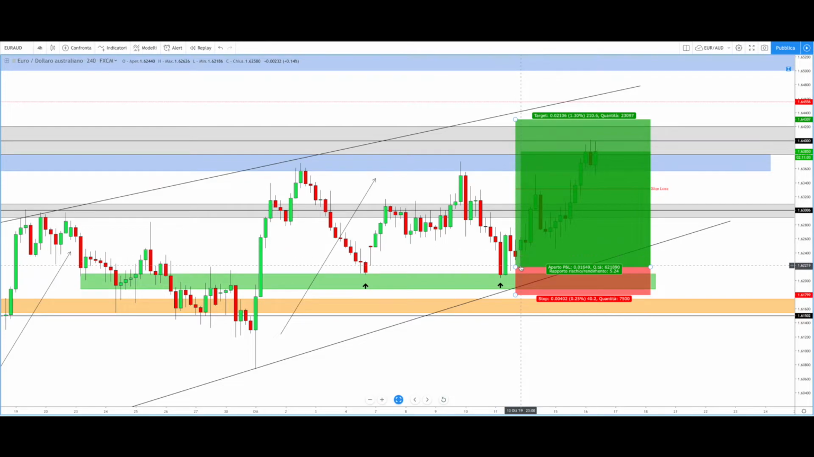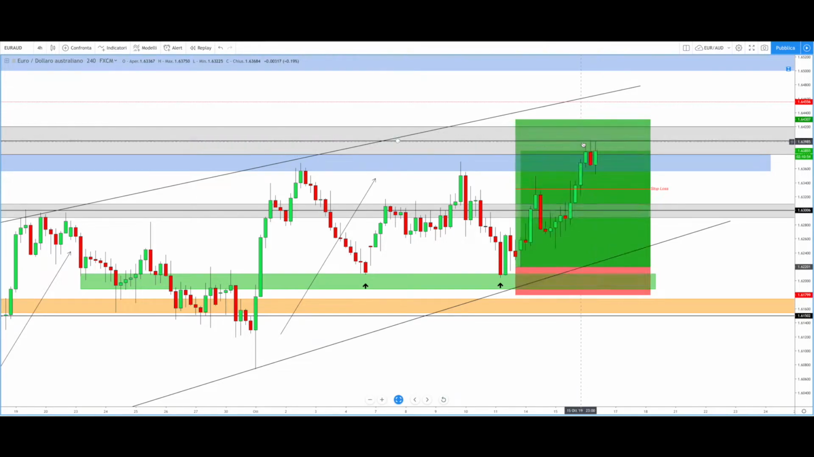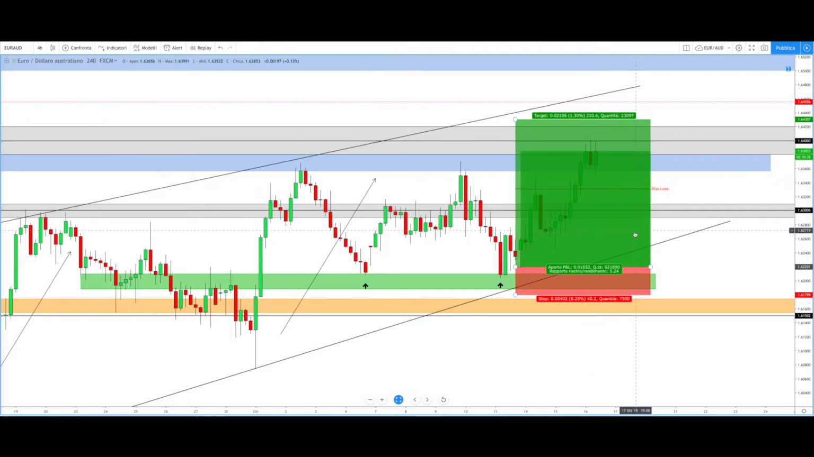The price perfectly touched our entry point and started this strong bullish movement that brought it here to touch this key level. As you have seen in the bigger time frame, 1.64 is a critical level for Euro Australian dollar. So now we need to watch carefully the price action around this level, because a clear reaction could bring the price to a new bearish phase, as we have seen many times in the last month.